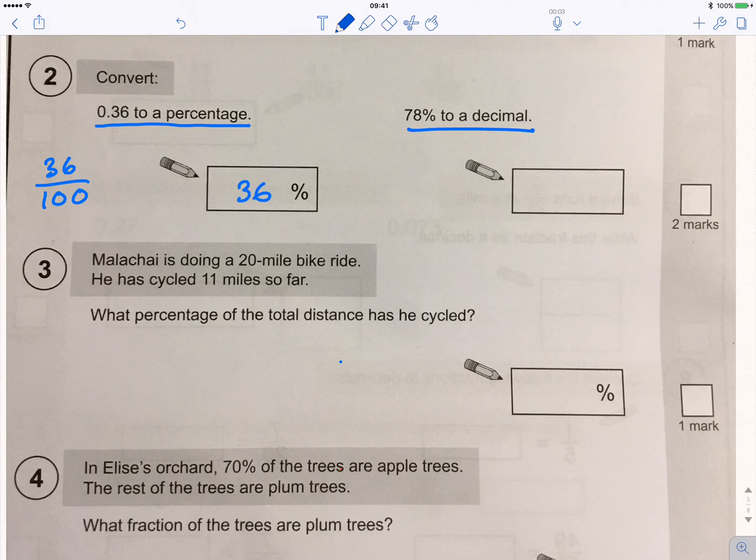78% as a decimal. Once again, read the question carefully. 78% to a decimal. 78% is just 78 over 100. And when we divide by 100, we move the decimal 2 places to the left, so that's 0.78.